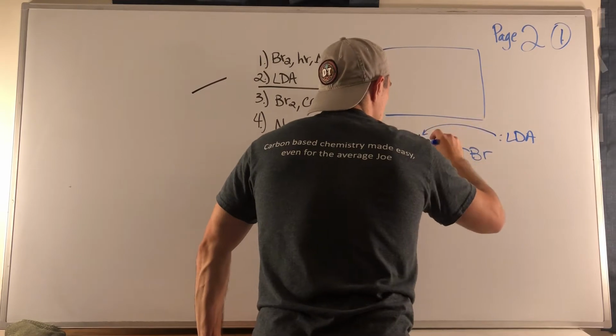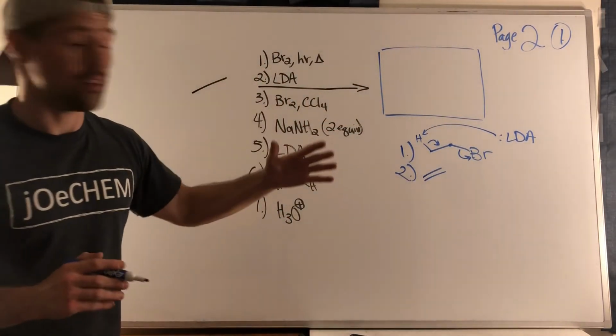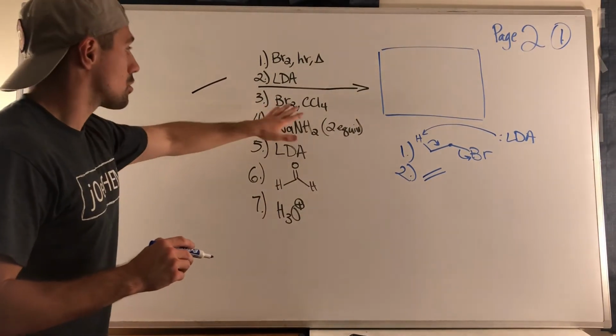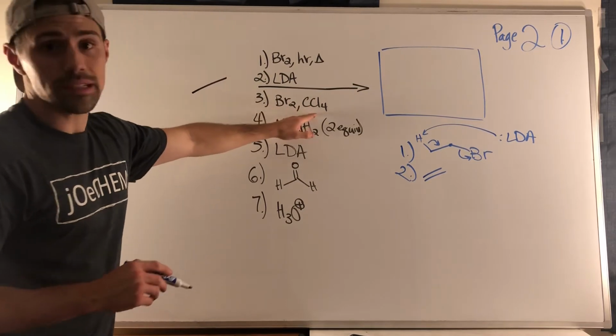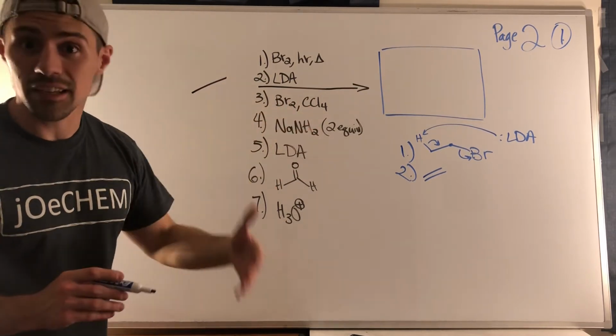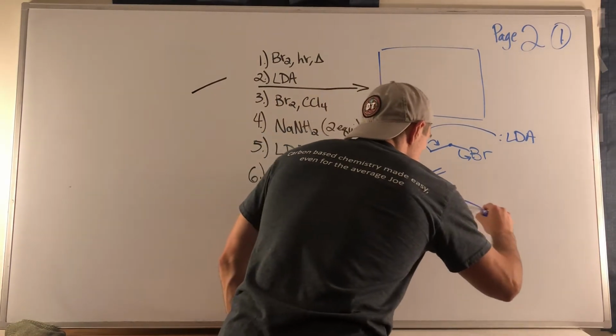Pick off the neighboring hydrogen, drop the electrons down, boot bromine, we get ethene. Step 3, looks like we are going back to alkene world. We have Br2 and carbon tetrachloride, just a non-participating solvent. We will shove 2 bromines across this double bond.